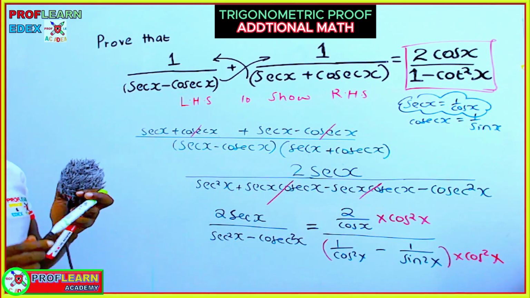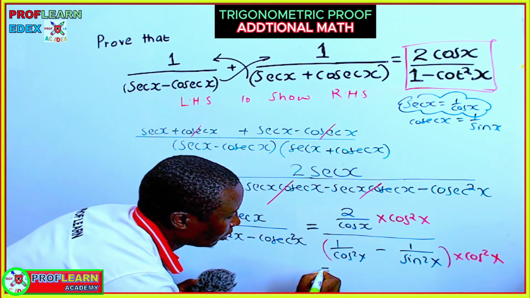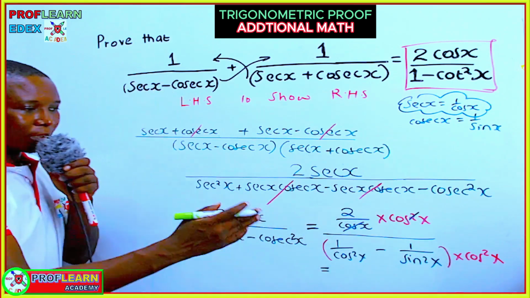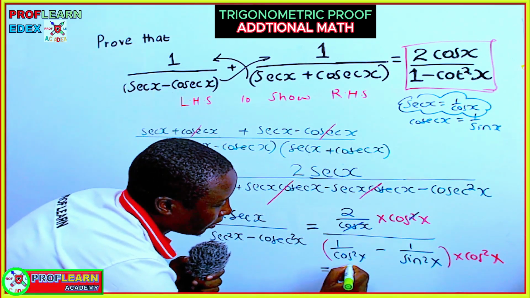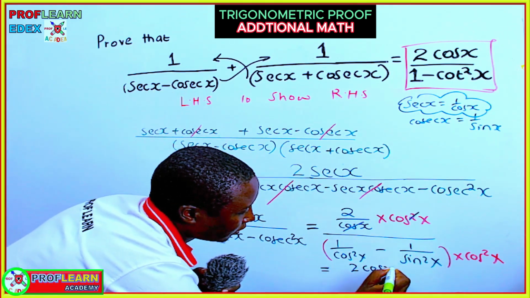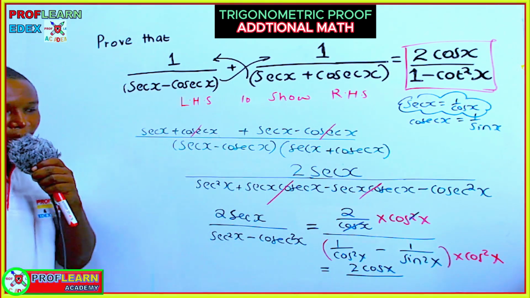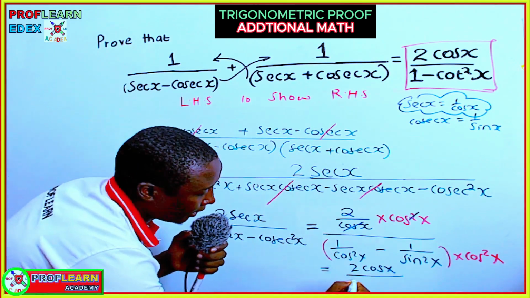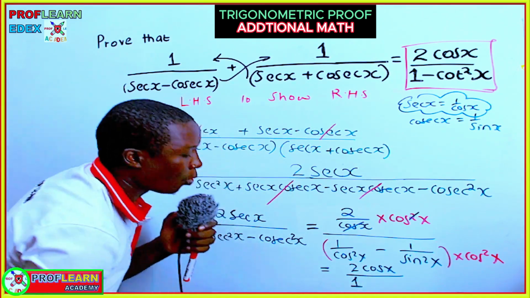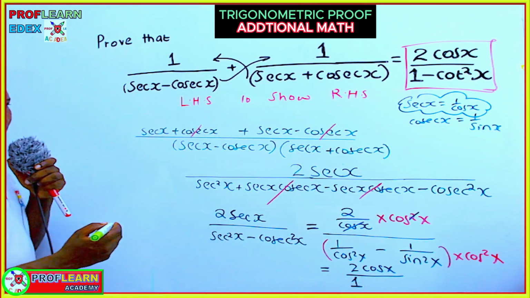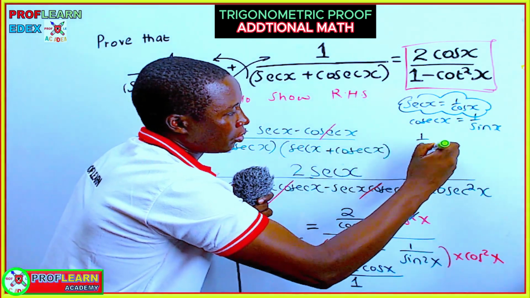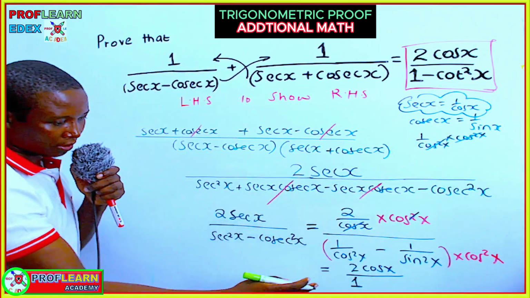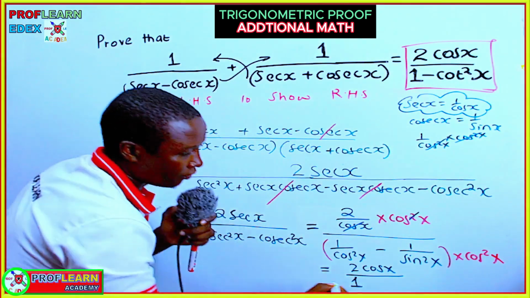When that happens, we can see that our equation is going to reduce to this. Cos x is going to cancel with one of the cos x at the top, and we end up having 2 cos x remaining. If you multiply cos squared x times 1 over cos squared x, we're going to have 1, because these two terms will cancel out.